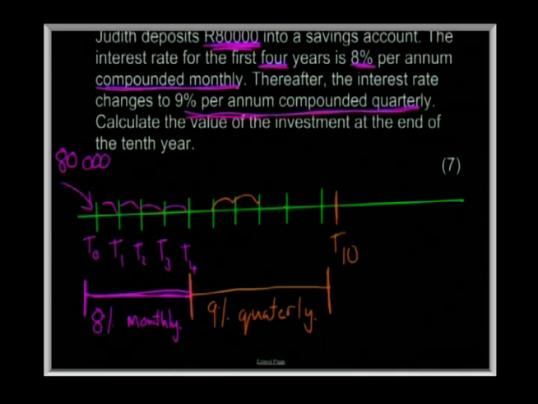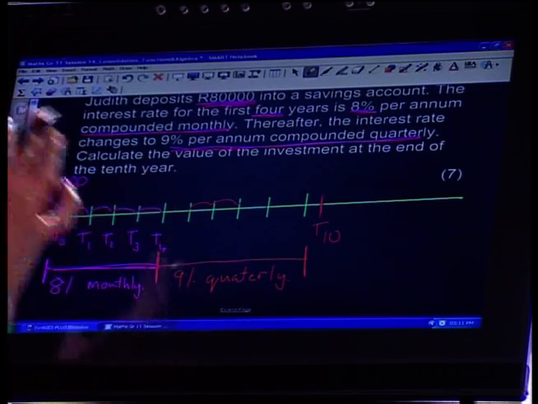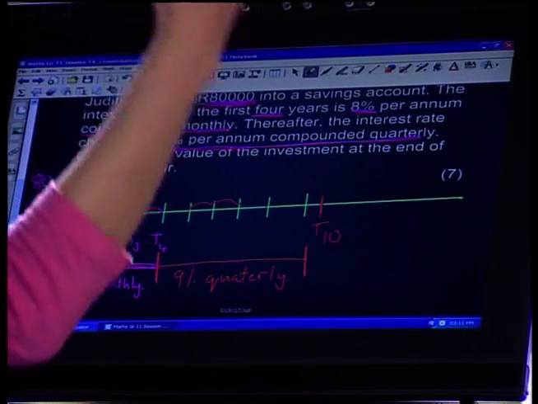So the question asks me, how much money will there be in the account at the end of 10 years? Now, it's very important that when we're doing financial mathematics, you don't round off until the end. Basically, we're going to calculate how much the money is worth after 4 years, and then we're going to take the amount after 4 years and grow it at the new interest rate up to 10 years. But don't round off in the interim. So let's have a look.